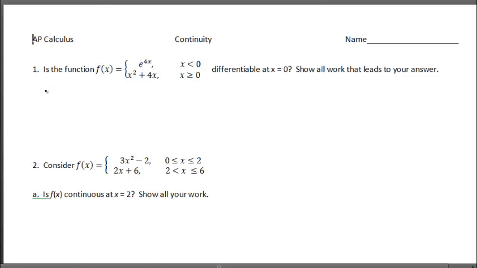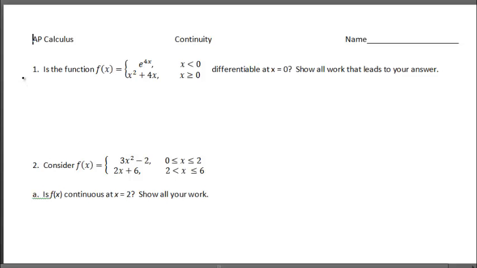We're reviewing continuity and also differentiability. Is this piecewise function differentiable at x equals 0? Show all work that leads to your answer. Well, let's first check to see if it's even continuous at x equals 0 at the break, because if it's not continuous, there's no sense in checking for differentiability.